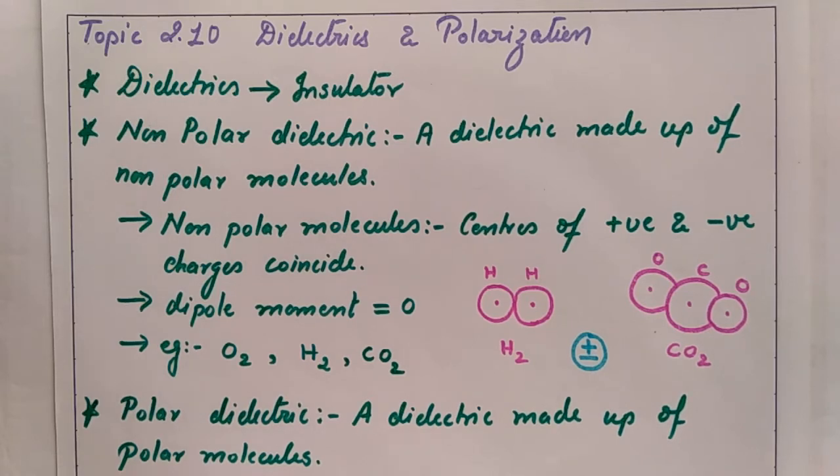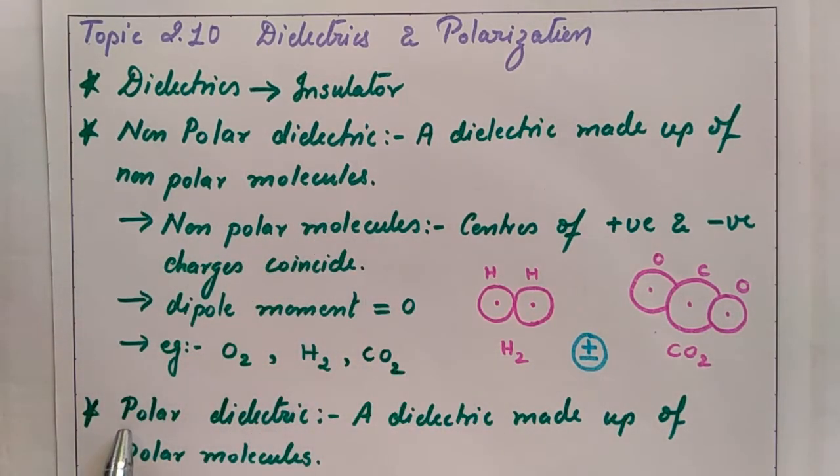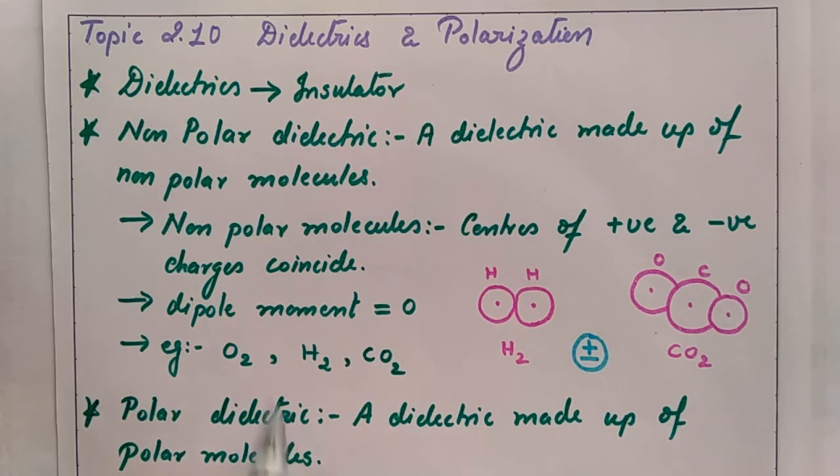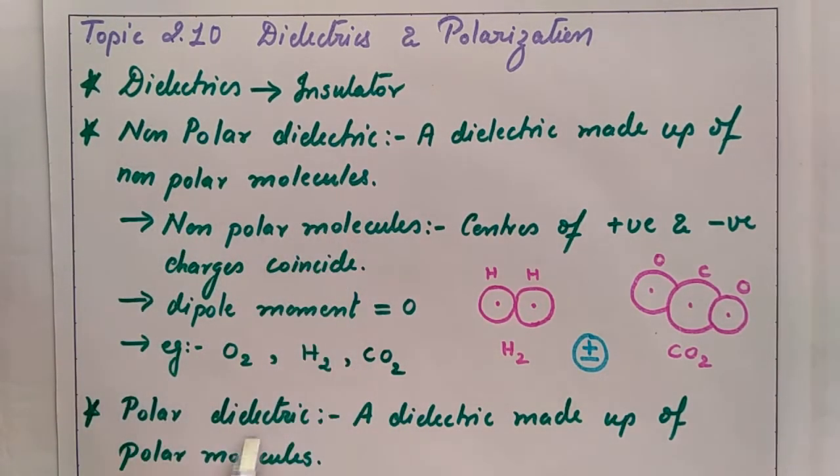Okay, now we'll try to understand what are dielectrics. So you have studied three different types of materials: conductors, semiconductors and insulators. So basically dielectrics are insulators, or else you can call them non-conductors. Dielectrics are of two types depending on the molecules of which they are made up of. So first type is non-polar dielectric and second is polar dielectric. Non-polar dielectrics are made up of non-polar molecules and polar dielectrics are made up of polar molecules.